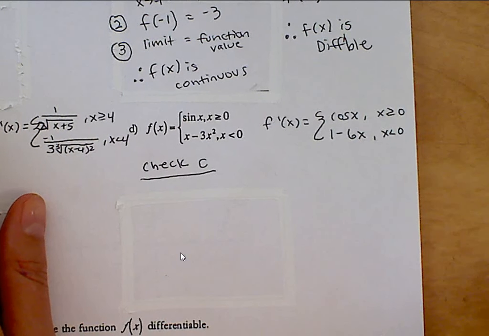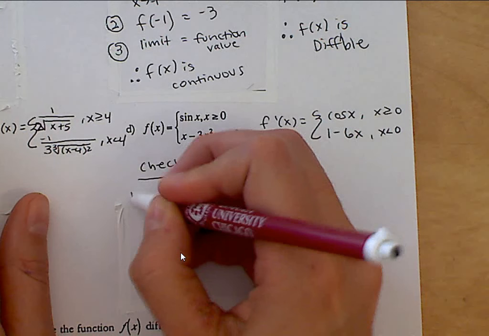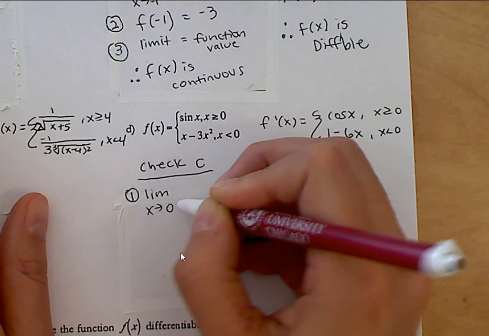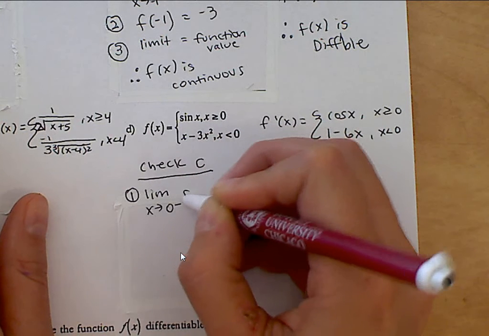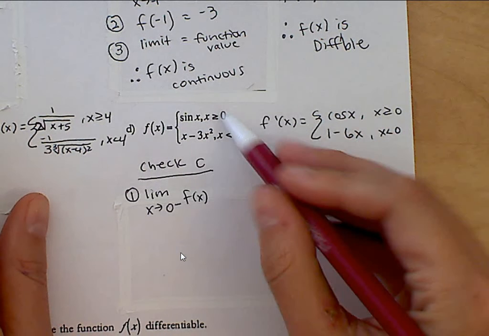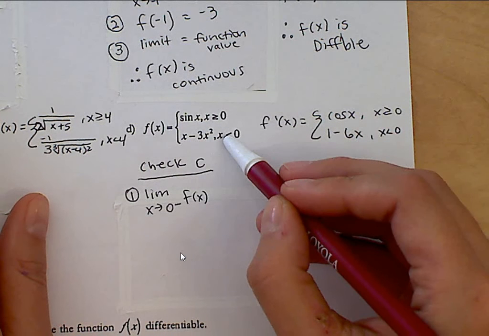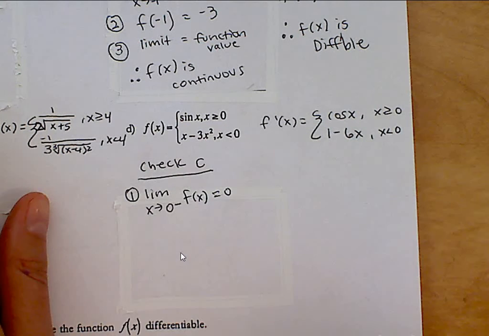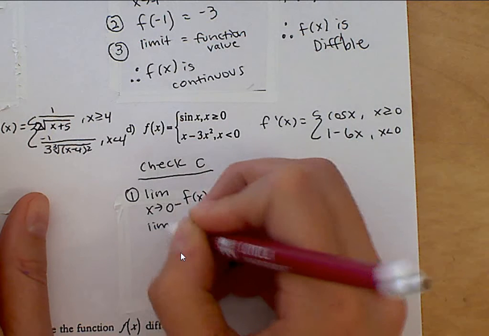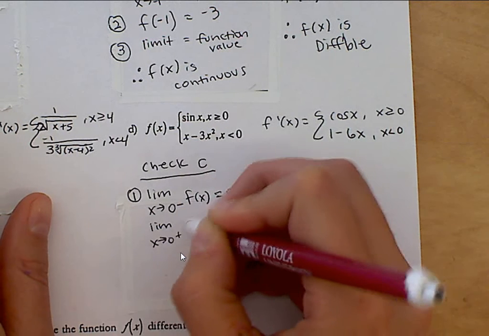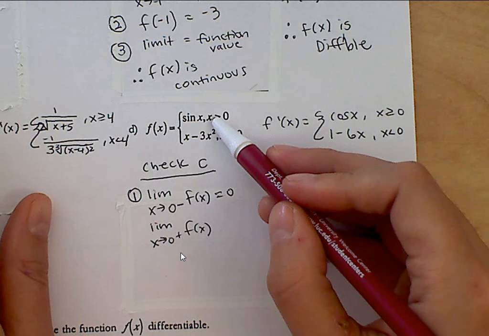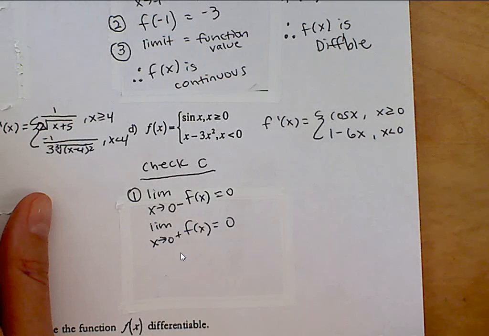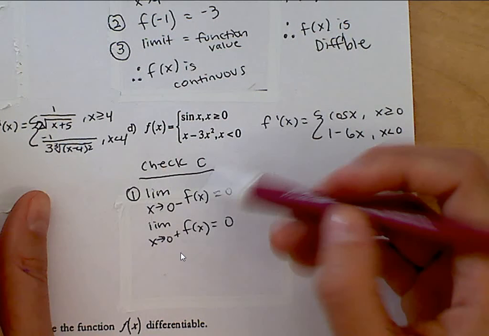So we're going to be plugging in, find the limit. The limit as x approaches 0 from the left of f of x. Left means I use this bottom function. When I plug in 0 into here, I just get 0. Then the limit as x approaches 0 from the right of f of x, I will use the top function. Sine of 0 is also equal to 0. So I know that the limit exists and it equals 0.